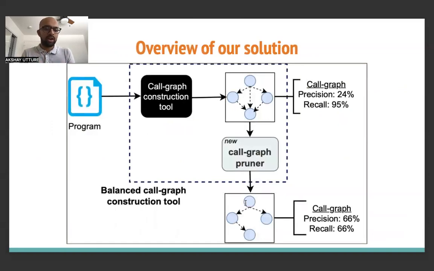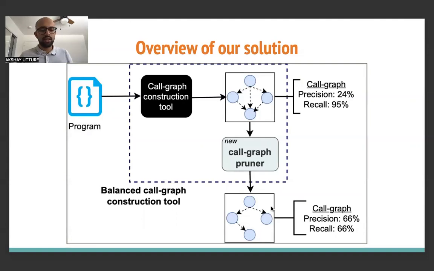This figure here gives an overview of our solution. It starts off the usual way, where we feed a program to a call graph construction tool, which generates a call graph that has 24% precision and 95% recall. And this is where we add in a new unit called the call graph pruner. The call graph pruner post-processes this call graph to generate a pruned call graph that's going to have 66% precision and 66% recall. So now we've balanced these two competing metrics of precision and recall, and we're much closer to meeting the user expectations on precision.